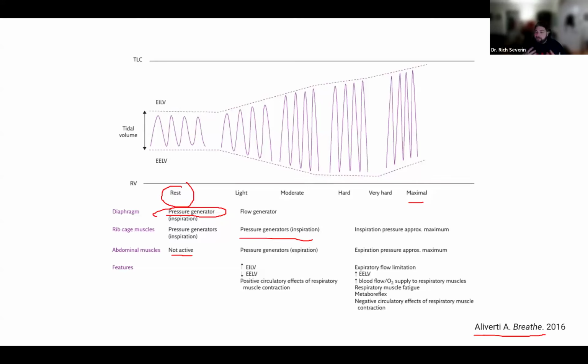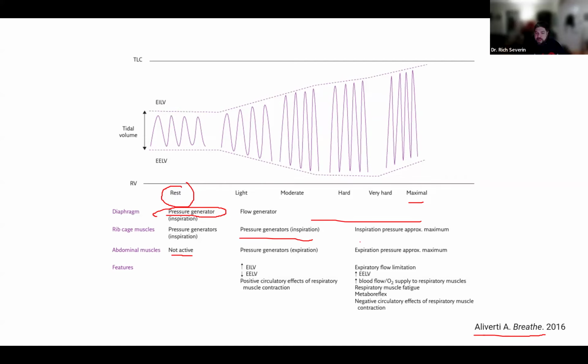And then we start seeing abdominal muscle contribution as we begin to exercise because we have to move more air in and move more air out. And that becomes a very active process. And this continues on as we begin to exercise at higher intensity. So what this is saying is that if we only view breathing from resting conditions, we're going to completely miss the importance of these other muscles.